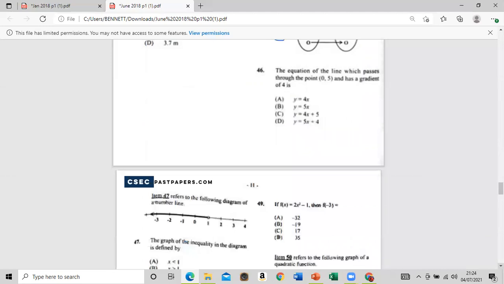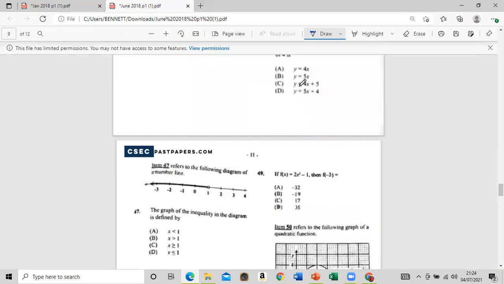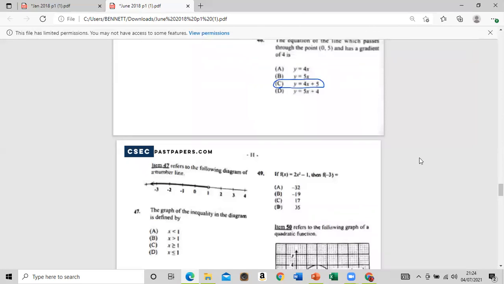Alright, the equation of the line which passes through the point (0, 5) and has a gradient of 4 is, now the gradient is m, so this is 4. So right, this is lovely.